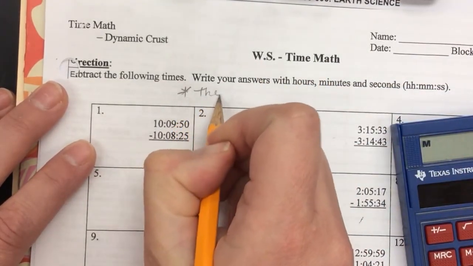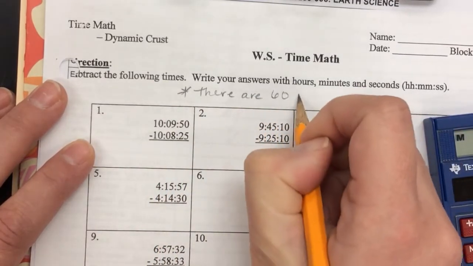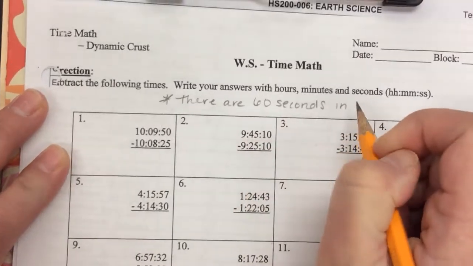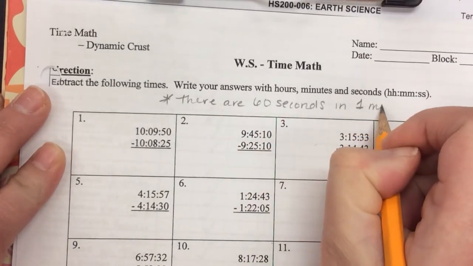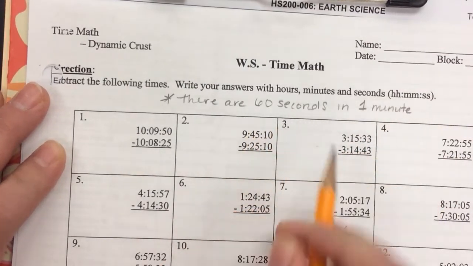There are 60 seconds in 1 minute. There are also 60 minutes in 1 hour.